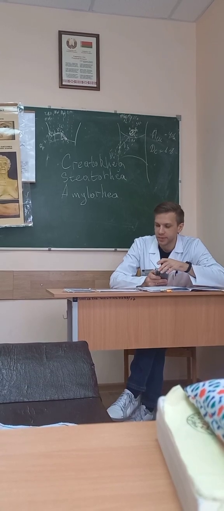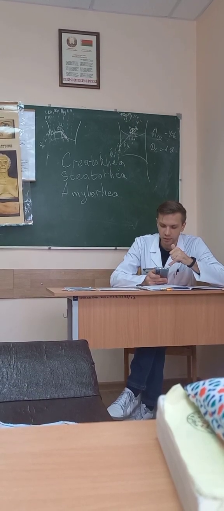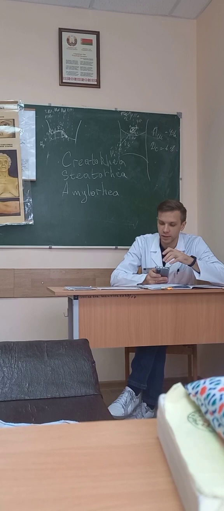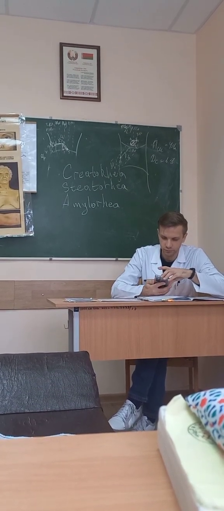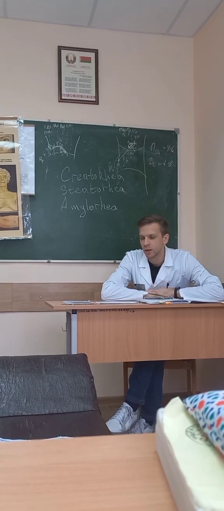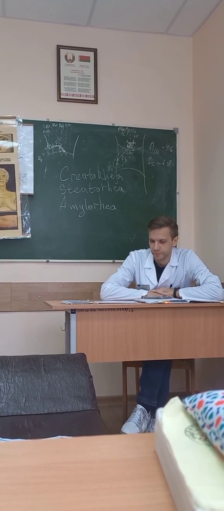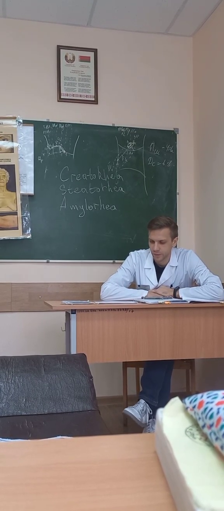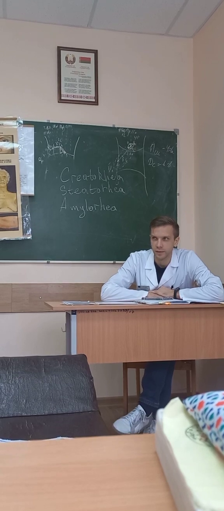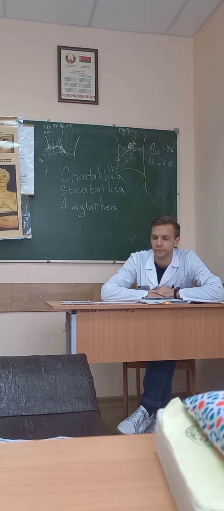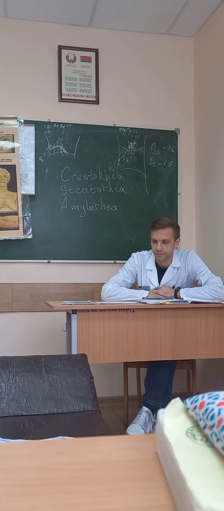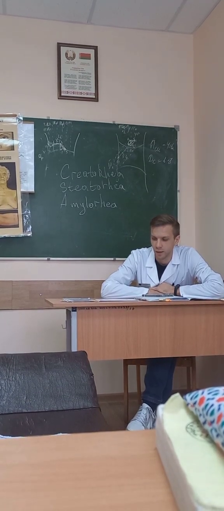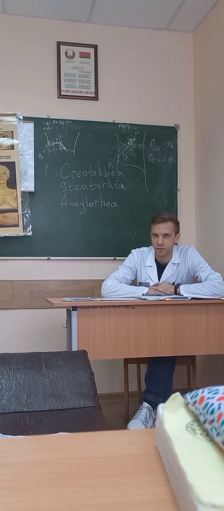In putrid dyspepsia, stool is liquid or semi-liquid. Shape is unformed. pH is alkaline. Smell is putrid. And there is creatorrhea.